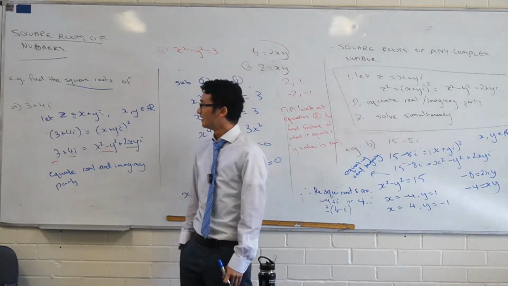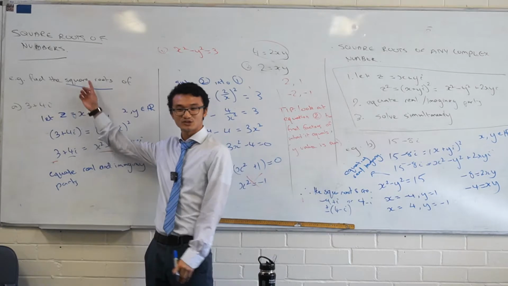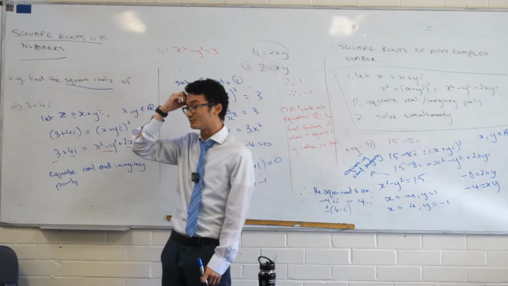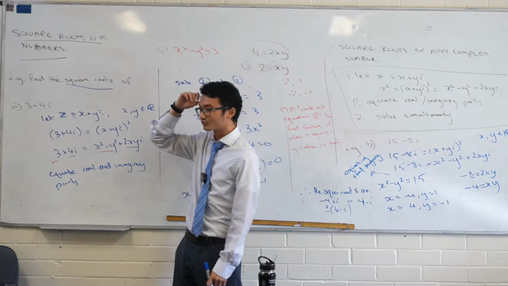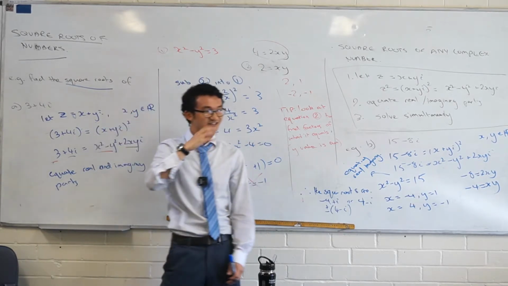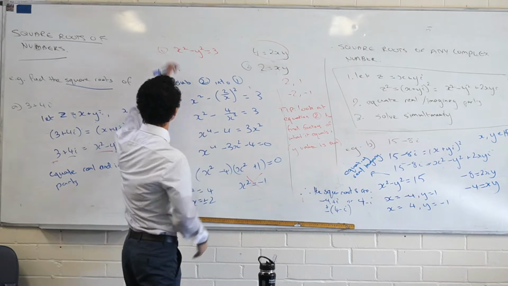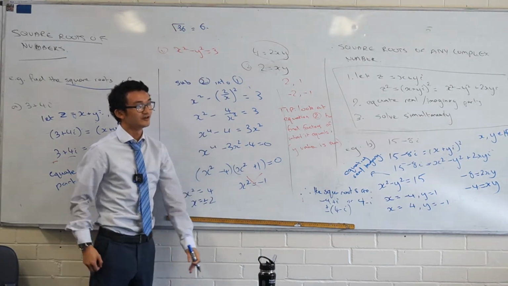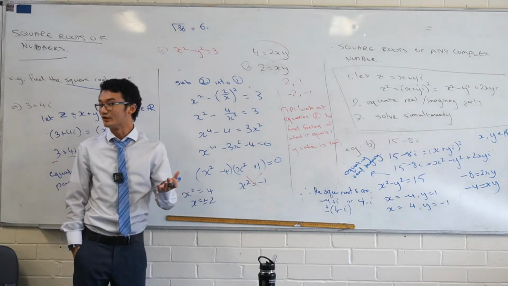So what this allows us to do now, right, is find the square root of any complex number. You'll notice that I've been talking about square roots a lot, but I haven't been writing the square root symbol. There's a reason for that. It's because when you write the square root symbol, there's actually an implication with it, right? Like when you write the square root of 36, the implication is that you take the positive square root. We call it the principal square root, right?